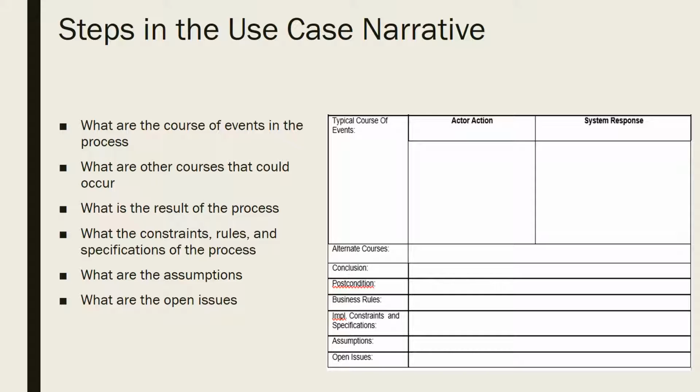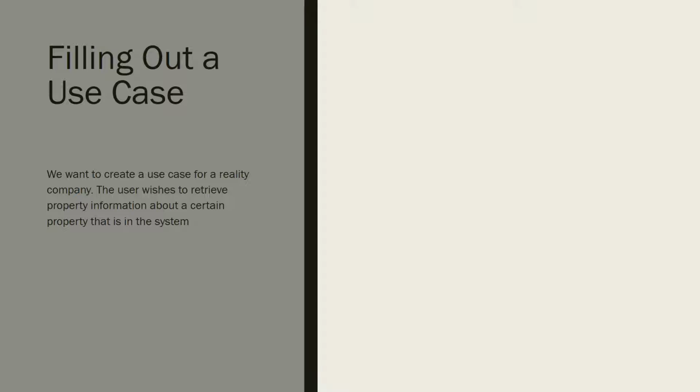Continuing, we are going to be moving on to an example of a use case narrative and how to fill one out when you're actually using a real process. So for our example, we are going to be creating a use case for a realty company. The user wishes to retrieve property information about a certain property that is in the system.